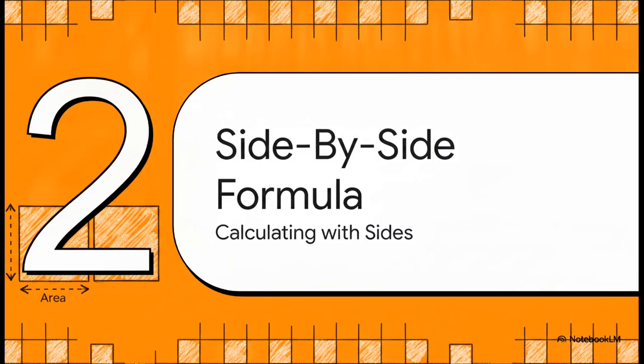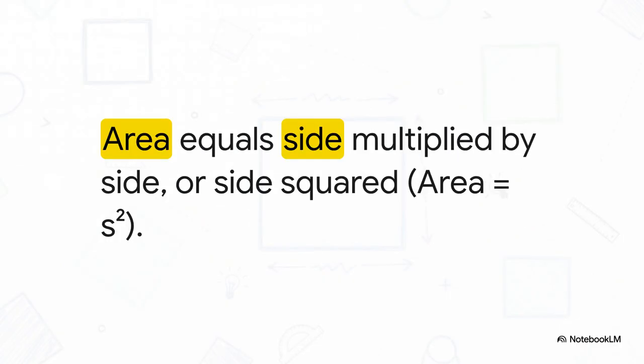Moving right along to section 2, the side-by-side formula. Unlike a rectangle, where you kind of have to juggle different lengths and widths, a square is wonderfully low maintenance. Because all 4 sides are identical, we really only need one single measurement to unlock the whole shape. The formula is incredibly simple and elegant. Area simply equals the side multiplied by the side. Or, as you'll often see it written, side squared. That's it. Just one number gives you the key to the whole puzzle.